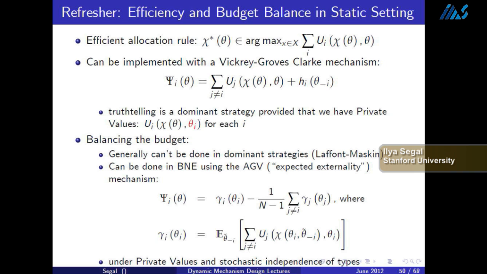Well, there's one important assumption here. Actually, there are two important assumptions. We still keep the assumption of private values, but we also assume that the types of the agents are stochastically independent for this to be true.